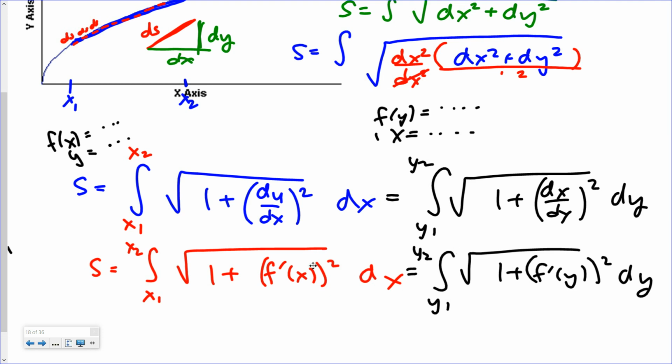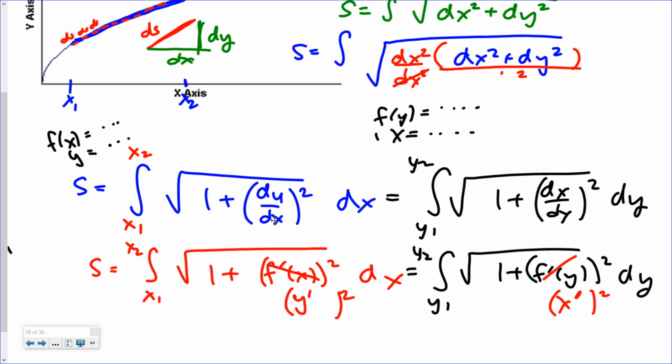The other thing that might help you is another way to write this is just y prime, right? So this is really just y prime squared. Another way to write this is just x prime squared with respect to y. This would be y prime squared with respect to x, okay?